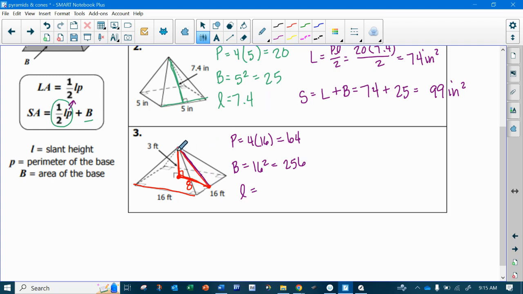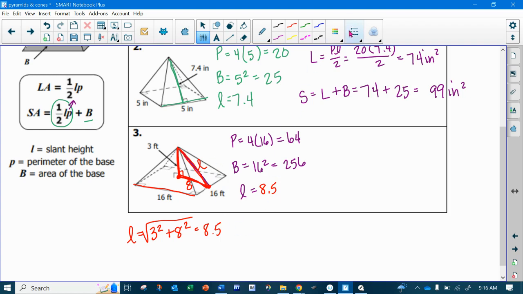Now notice what we've done here is we've created a right triangle. And our slant height is representing the hypotenuse. So I need to do Pythagorean theorem. So my slant height is 3 squared plus 8 squared, and then take the square root like we always do, and we get 8.5. So our slant height is 8.5. Your slant height should be bigger than these two sides because it's the hypotenuse, and your hypotenuse is your longest side.